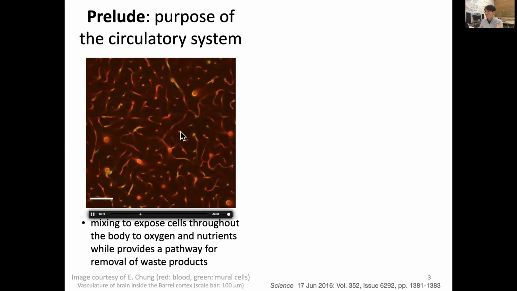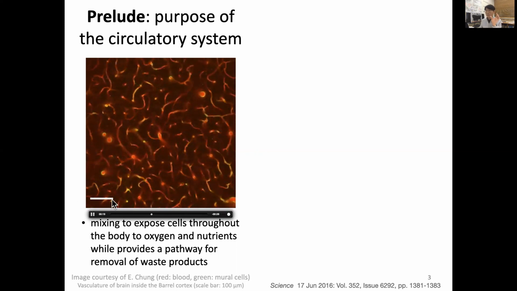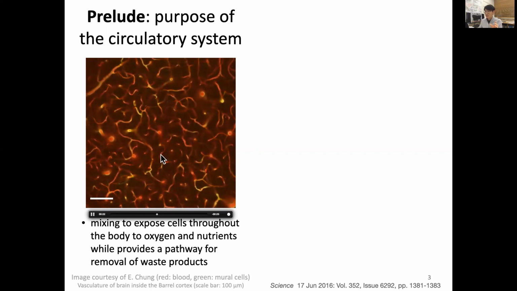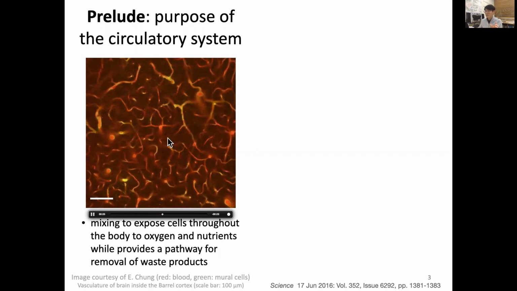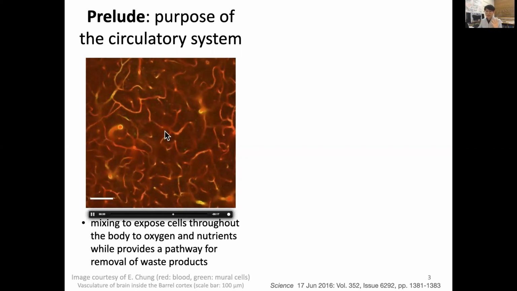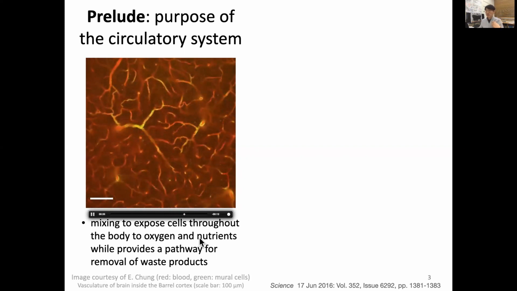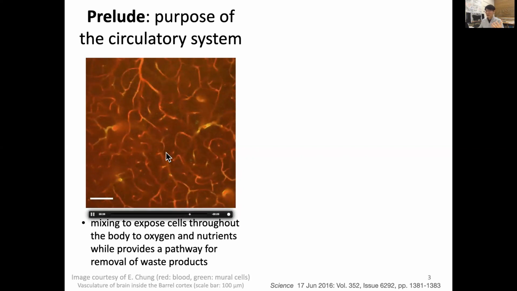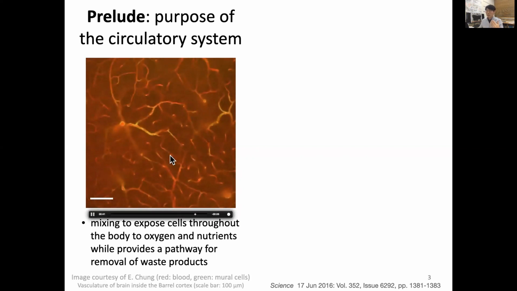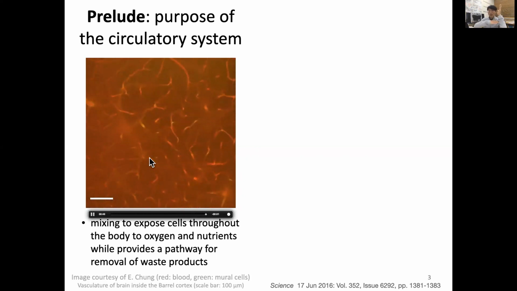You see how beautifully spaced these capillaries are. By the way, this scale bar is about 100 microns, so you can see how much distance there is between these capillaries. What these capillaries do is expose cells, which are not visible here, throughout our body, in this case the brain, and oxygen and nutrients are diffused out of these capillaries. That also provides a pathway for removal of waste products. This movie is about a 700 by 700 micron field of view, and the depth is about 650 microns.